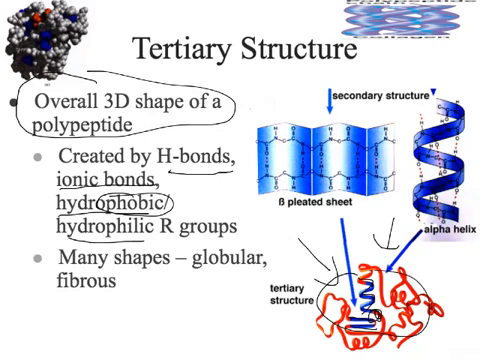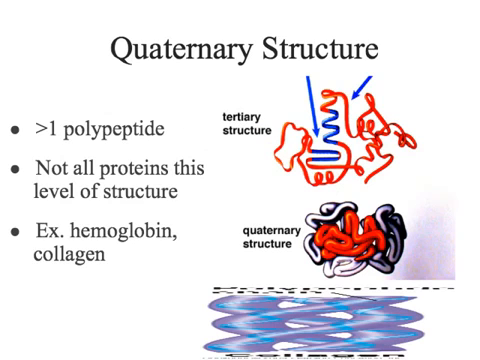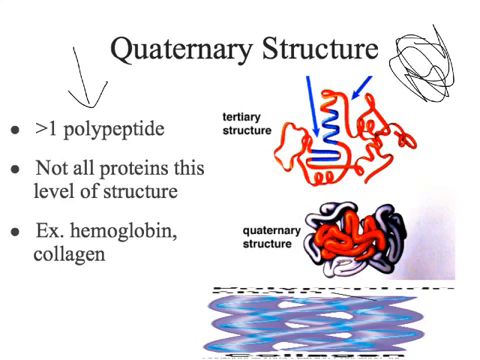And there are tons of different shapes you can get in tertiary structure. Globular means like a glob. Fibrous means long and thin, like a fiber. Okay, so that's tertiary structure. And then quaternary structure is when you get more than one polypeptide to come together. So maybe I have one tertiary structure that's all folded, it's over here, and a second tertiary structure over here. Now, if these two came together and started interacting, that would be quaternary structure.